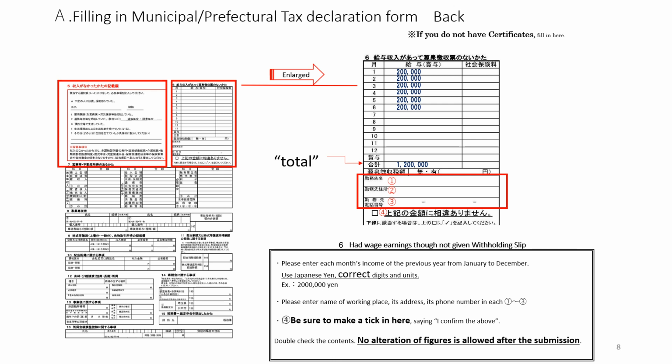Do not forget to fill in the name of your working place and other information in sections 1 to 3. Leave any unclear portions blank. However, please note that any alteration of figures in this form is not allowed after the submission. Double check before submitting. Tick the square after you have confirmed the contents.